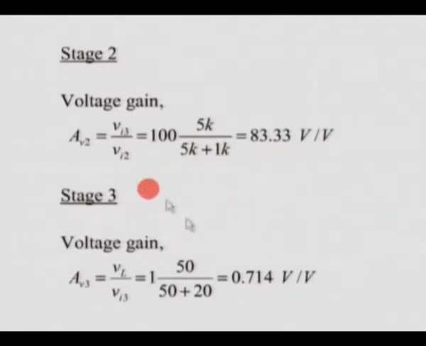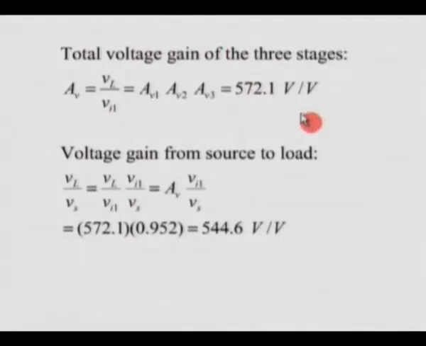Now, coming to the third stage, we said the third stage is primarily the output stage, therefore, it does not have any voltage gain. The open circuit voltage gain is only unity. Now, this particular stage had an output resistance of 20 ohms and the load was 50. Therefore, the voltage gain of the third stage would be 50 divided by 50 plus 20, that comes to 0.714.